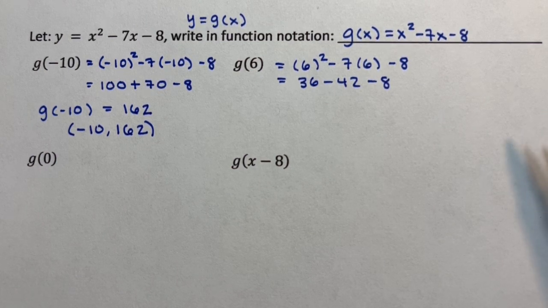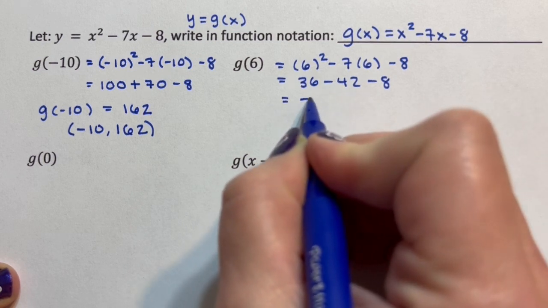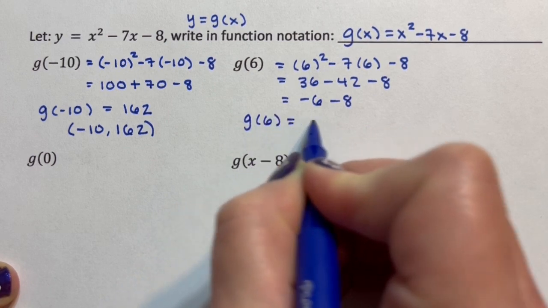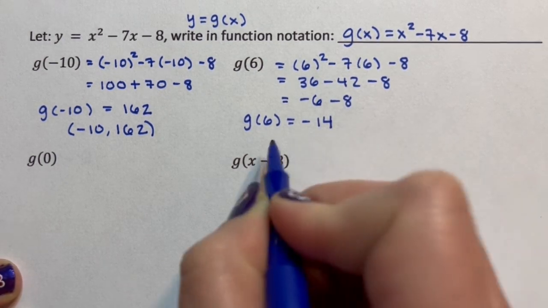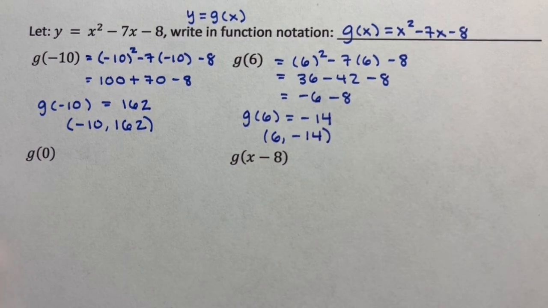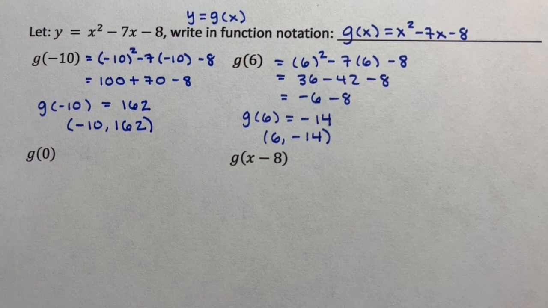But that's not how I'm going to solve this. I'm going to use the traditional order of operations and solve from left to right. I'm going to take 36 minus 42 and get a negative 6 minus 8. I'm going to get that g of 6 equals negative 14. I can, of course, once again, write this as an ordered pair, 6, negative 14. I don't have to. This is not in the directions of the problem. There's nothing that says write this as an ordered pair. I'm just doing this for a little bit of extra credit because it is sometimes written in the rules.